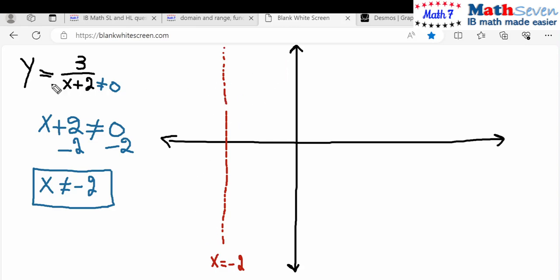Now, because the x is in the denominator, this is a reciprocal function or rational function, so the graph is going to be like this. And it is positive, so the graph is going to be like this. And from the other side, it's going to be like this.